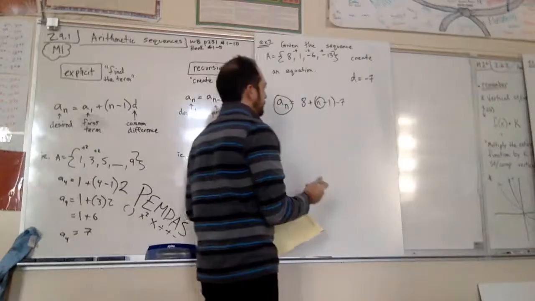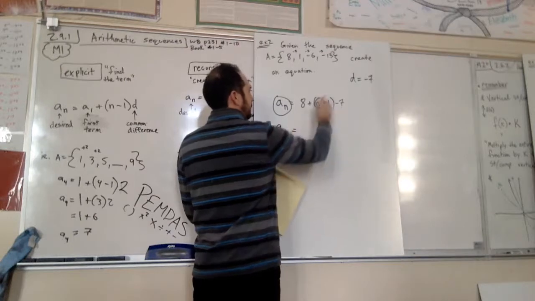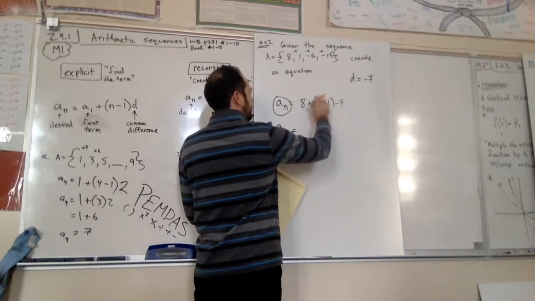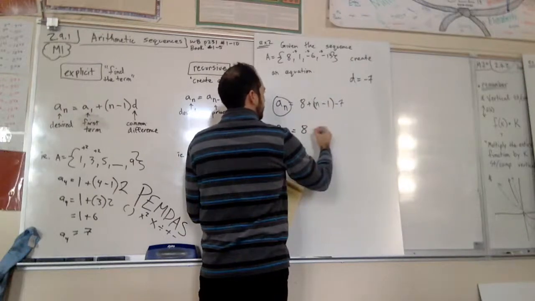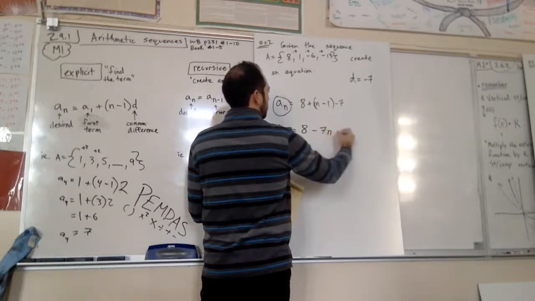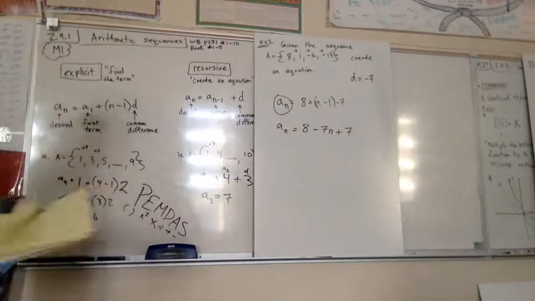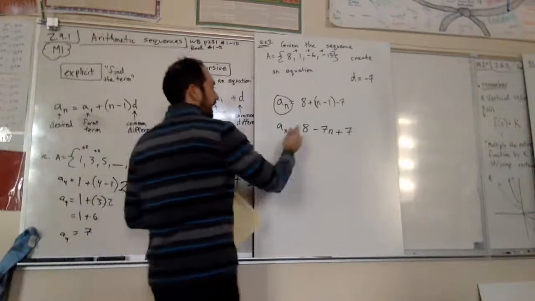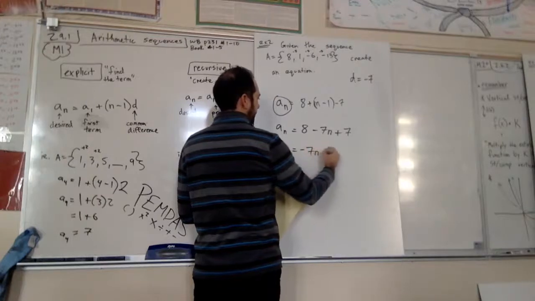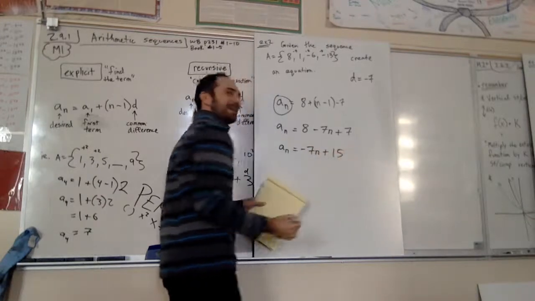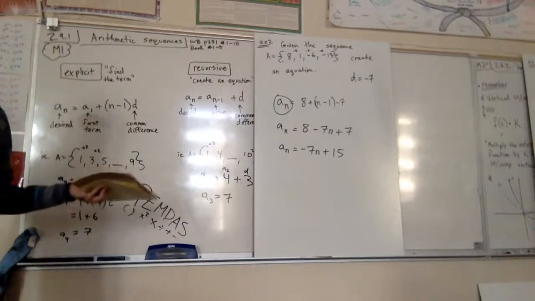So that's the equation? No, not yet. We can do more. What can we do? n minus 1, we can't really combine those terms. Multiply by -7. There we go. So we got 8 minus 7n plus 7. Combine your terms, and you have a linear equation. Watch. Positive 8, positive 7. What does that give us? Positive 15. Okay. You see how now it's kind of like a linear equation?